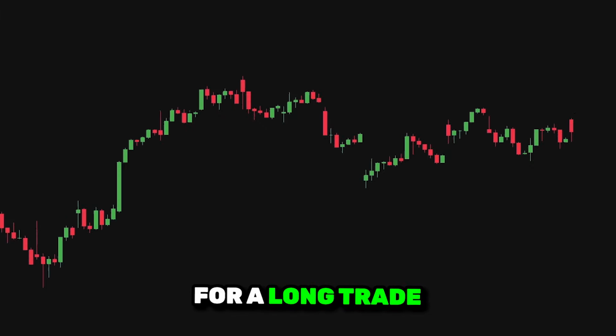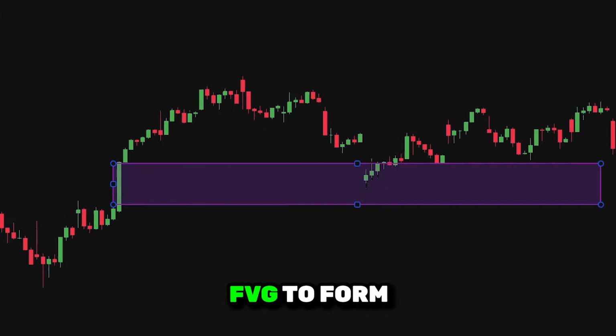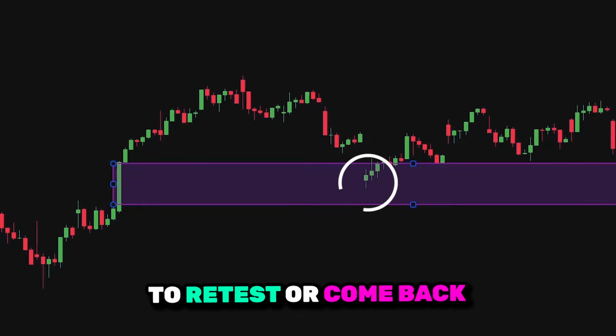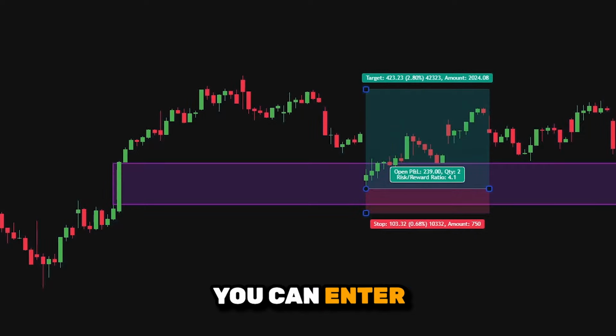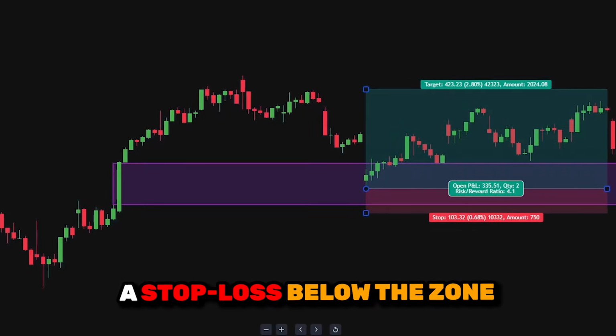When looking for a long trade, you want to wait for a bullish FVG to form and for price to retest or come back down to the zone. If price respects the FVG, you can enter a long position while setting a stop loss below the zone.